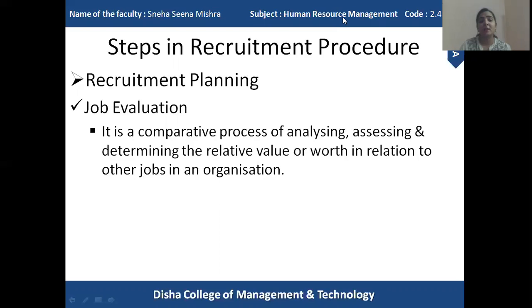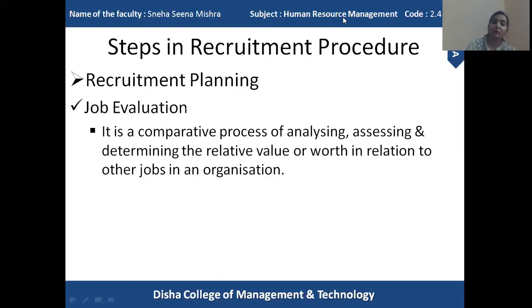So here what happens, it is a comparative process of analyzing, assessing and determining the relative value of a job. Means what type of salary, what should be the amount of salary for each and every job, and this decision needs to be taken by understanding the various elements of the job, that is each and every duty which comes under the job, the requirement and specifications of the employee. After going through that only, the value of the job can be fixed.